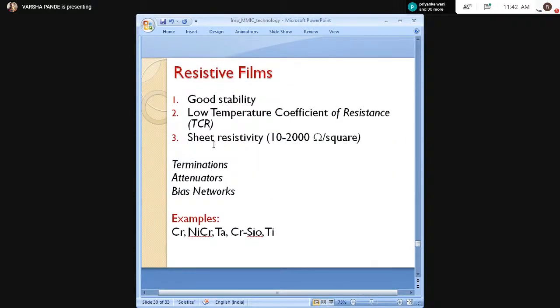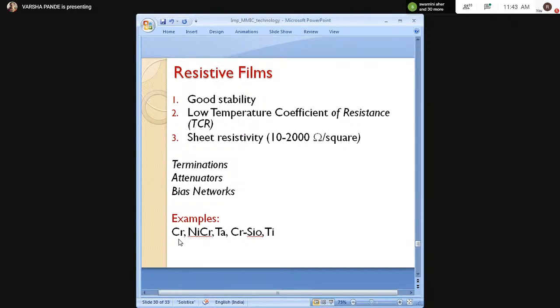Then resistive films. Resistive films means if you want to fabricate the resistor, then resistive films should be fabricated there. Thin film resistors should have good stability and low temperature coefficient of resistance. Sheet resistivity should be high. And where are these resistive films used? For terminators, attenuators, and for bias networks, we require resistive films. And these are the materials.